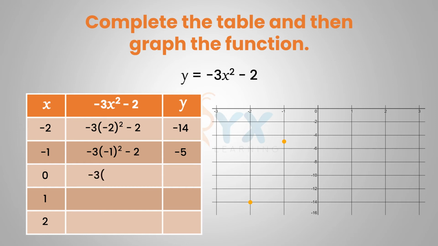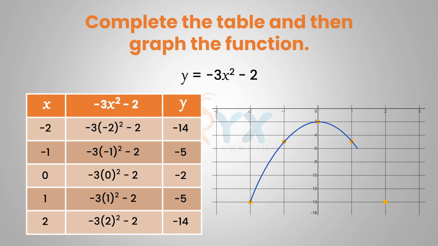Substituting in a 0, I get -3 times 0² minus 2, which is just -2. So that is the ordered pair (0, -2). Substituting in a 1, we get -3 times 1² minus 2, which simplifies to -5. So that's the ordered pair (1, -5). And lastly, substituting in a 2, we get -3 times 2² minus 2, or -14. So that's the ordered pair (2, -14). As we can see, connecting them with a smooth curve forms a parabola.